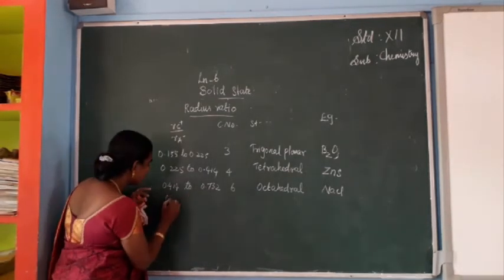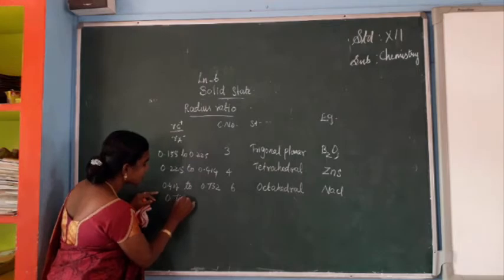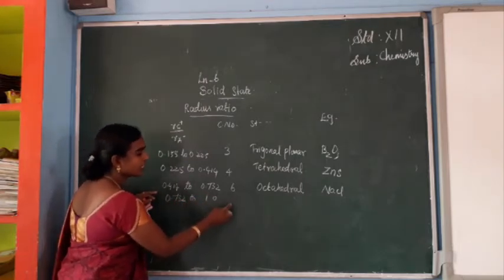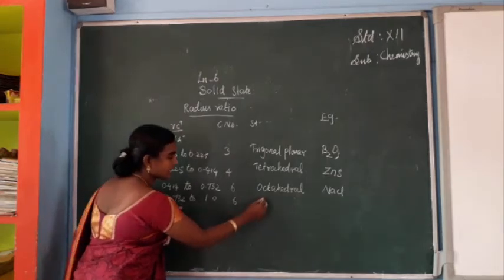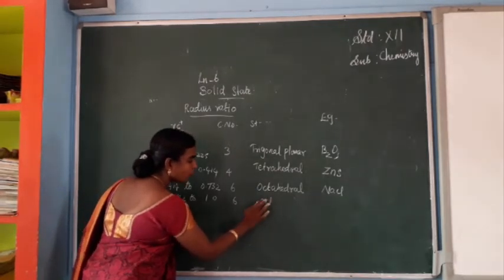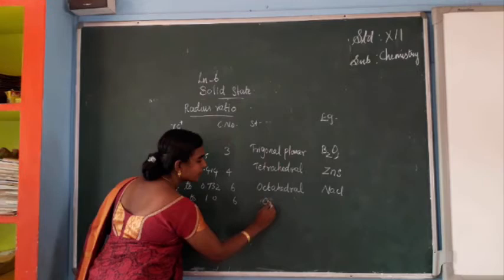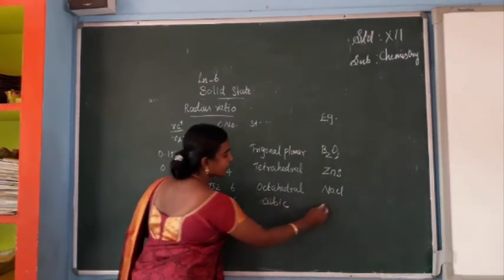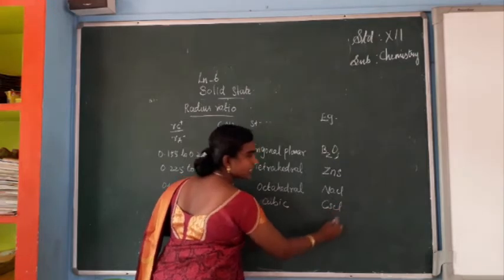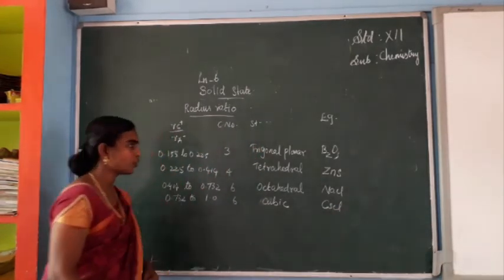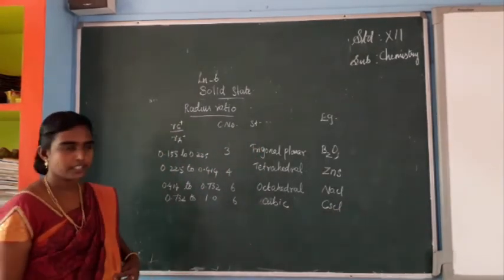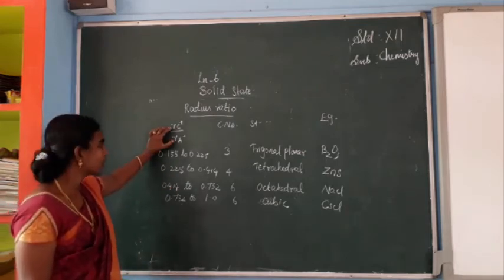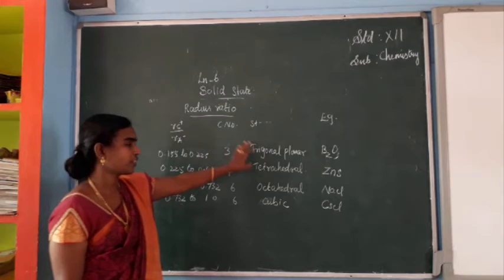The value from 0.732 to 1. Its coordination number is 8. The structure of the compound is cubic. The example for this cubic structure is cesium chloride. Cesium chloride is a body-centered cube. Okay. So in short we can say, the radius ratio will give the structure of the compound.